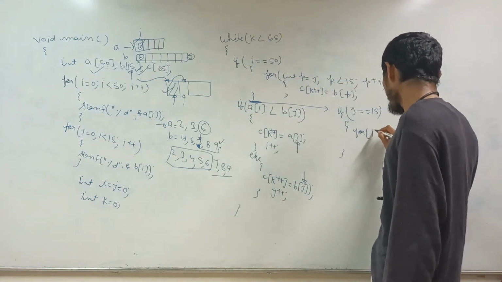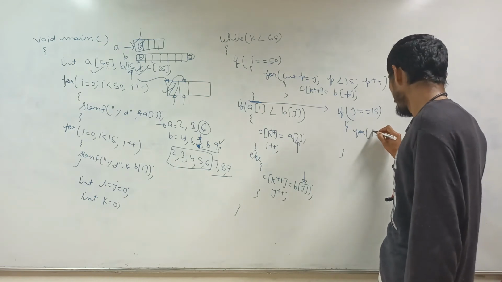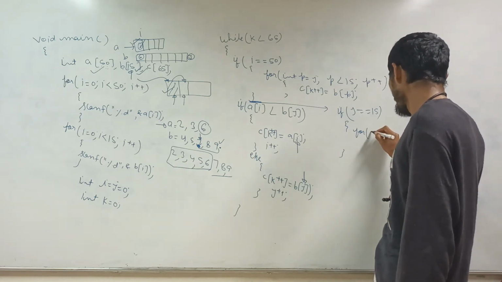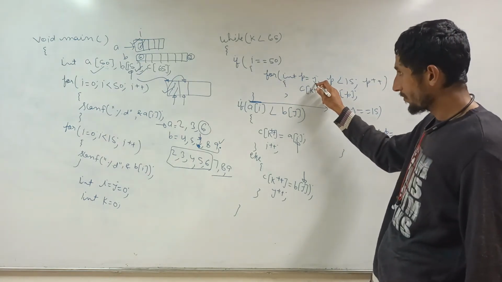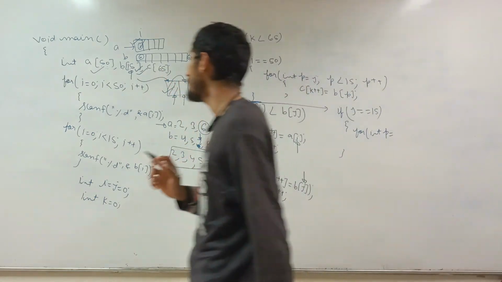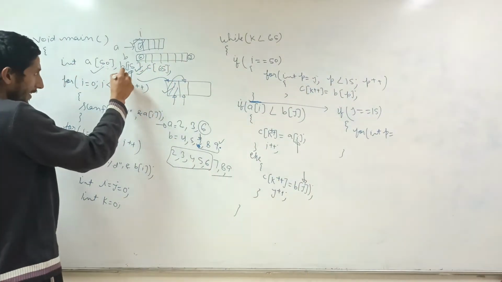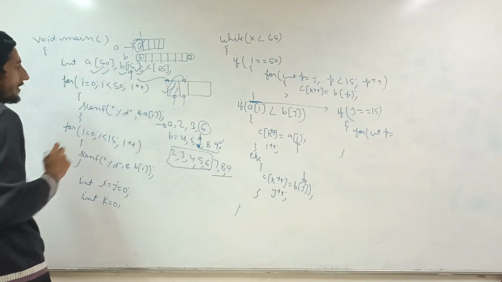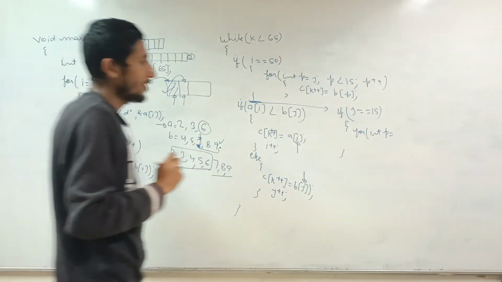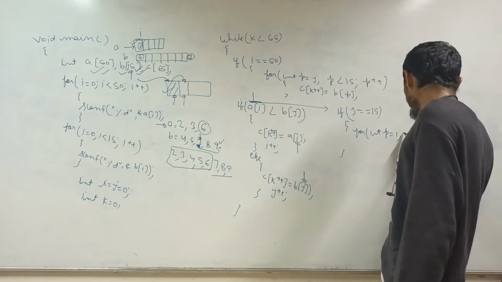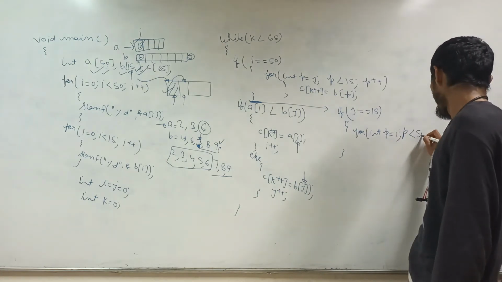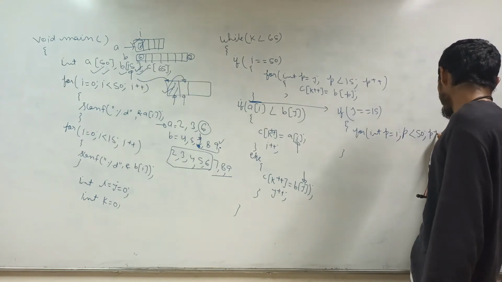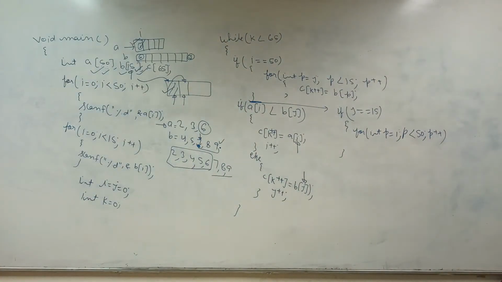For int p, let me write int p equals, from where it will start, it will start from i. This time it will start from i, because you have copied all the elements from array B, but some elements of array A are still remaining. So you have to start with i and go till 50, and p plus plus. Let me check whether it is visible or not. Yeah, it is visible. Fine.